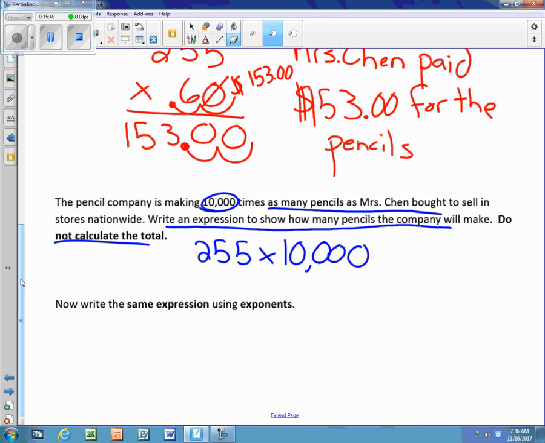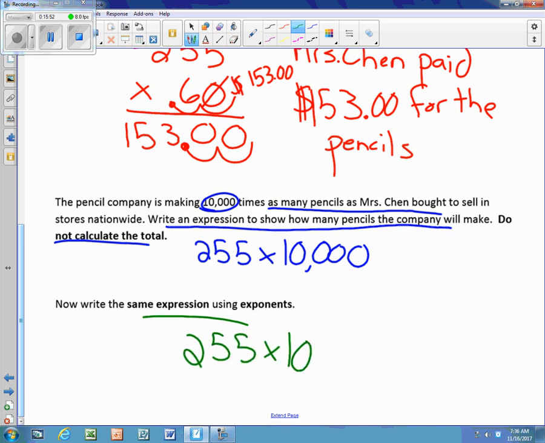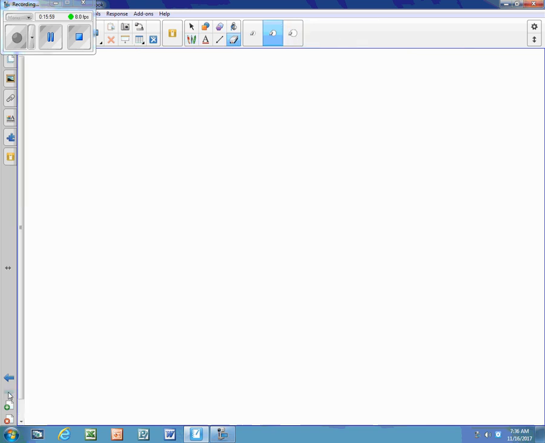But then down here, it says write it using exponents. So we're going to take that 255 again, and it's 10 to the 1, 2, 3, 4th power.